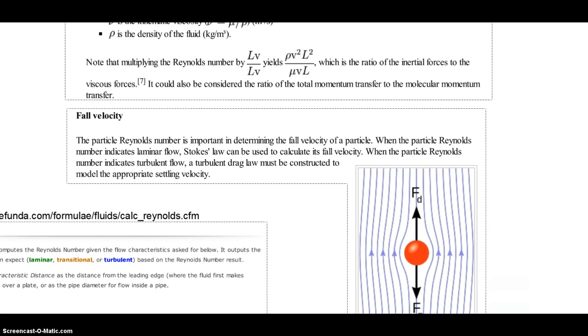Fall velocity. The particle Reynolds number is important in determining the fall velocity of a particle. When the particle Reynolds number indicates laminar flow, Stokes' law can be used to calculate its fall velocity. When the particle Reynolds number indicates turbulent flow, a turbulent drag law must be constructed to model the appropriate settling velocity.